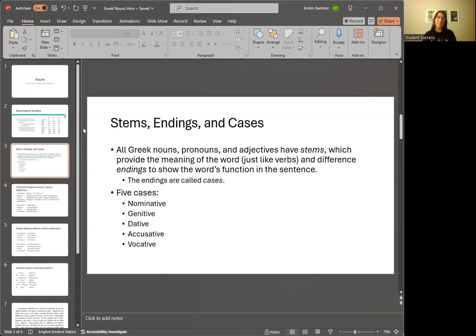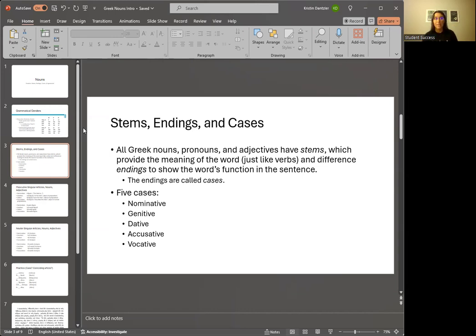These endings, as you can see, are called cases. There are five cases, four of which you'll see all the time, and one of which you'll see once in a blue moon, maybe. The five cases are nominative, genitive, dative, accusative, and vocative. What the heck does that mean? Nominative is the subject of the sentence. So, the man drives a car. The subject of that sentence is the man. The man is doing the action. The man is driving the car.